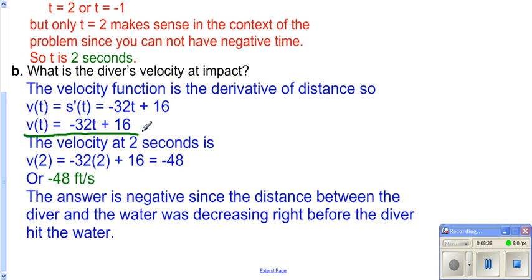We want to know what's our velocity when we have impact, which is at 2 seconds. So you plug in 2 here. 2 times negative 32 is negative 64, plus 16 gives us our negative 48. In the context of our problem, it would be feet per second. So our velocity at impact is negative 48 feet per second. And once again, our answer being negative should make sense since the distance is decreasing right before we have impact.